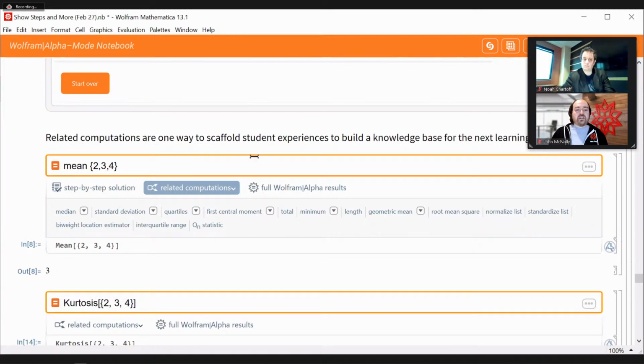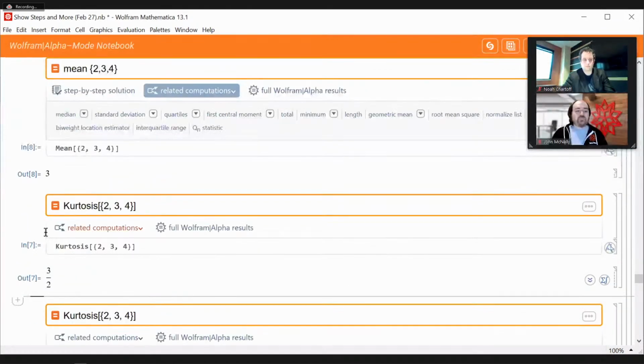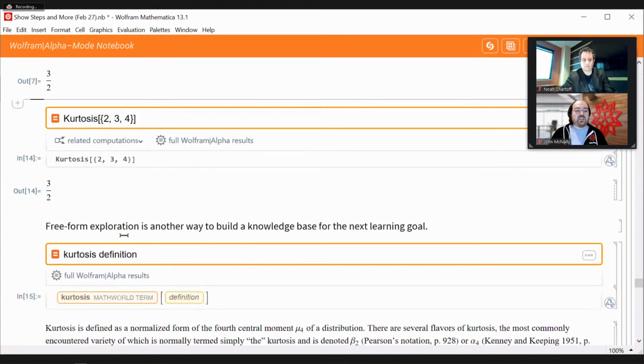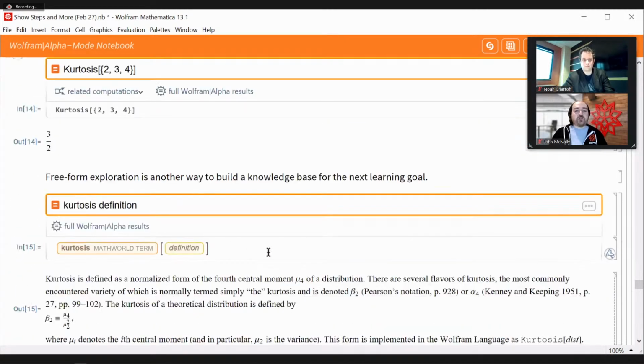So another thing that you can let students do. Again, we want to get back to this idea that students build knowledge based off of their experiences, by looking through some related computations. So let's say a student is looking around here and pulls up kurtosis. What in the world is this? Well, apparently it's this number off of this set, but now I'm curious, what does that mean? So I can ask for the definition of kurtosis.